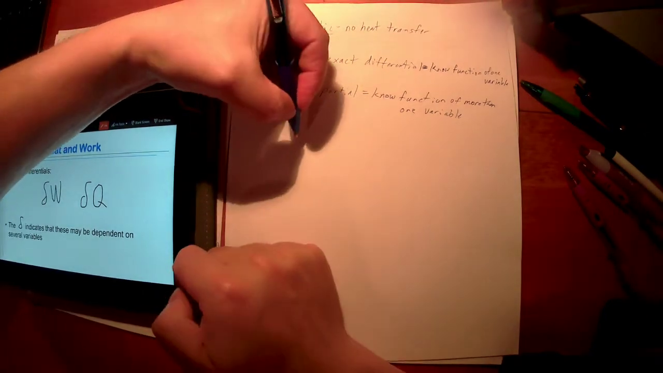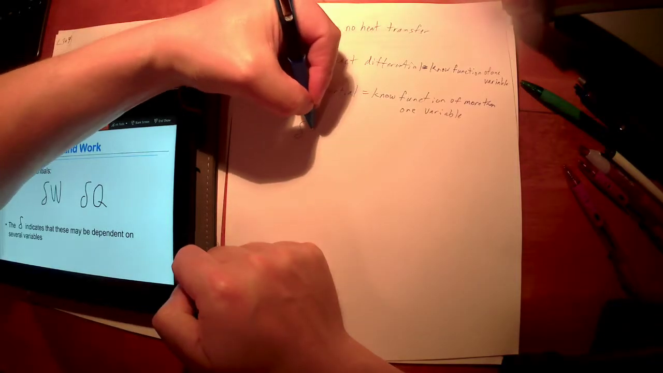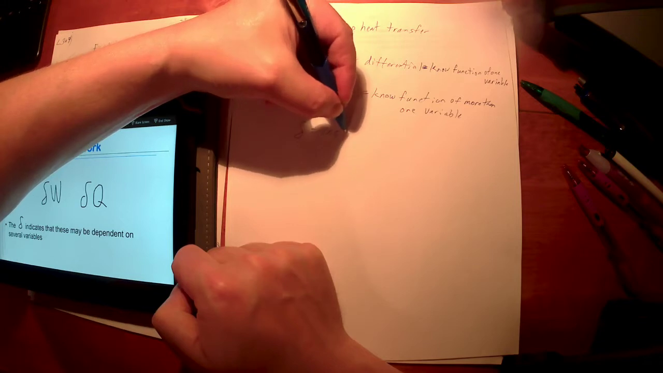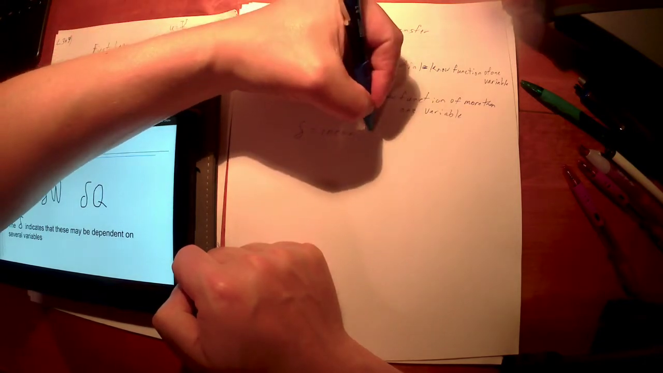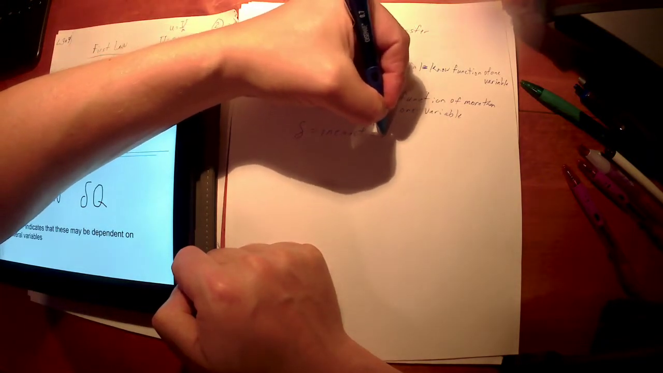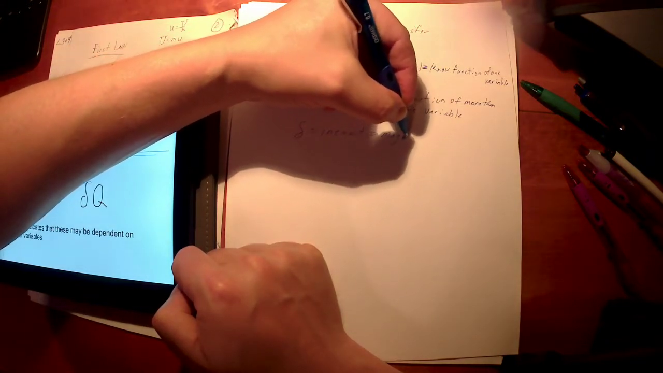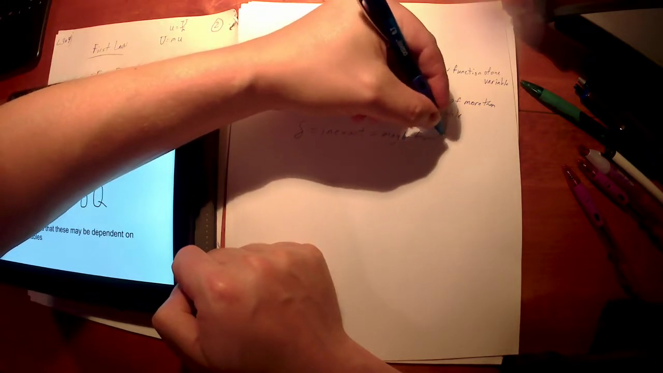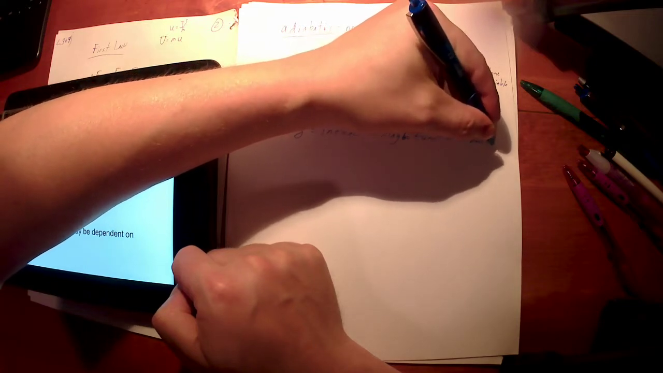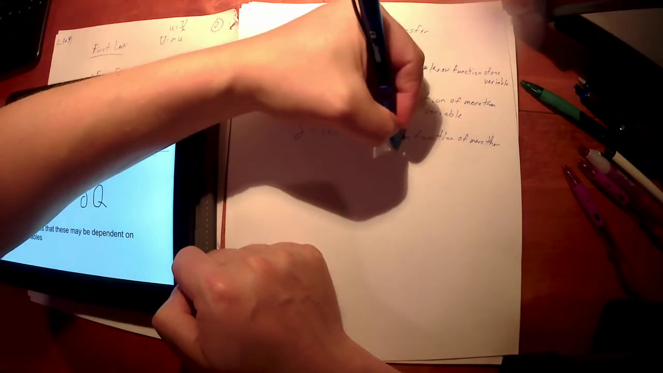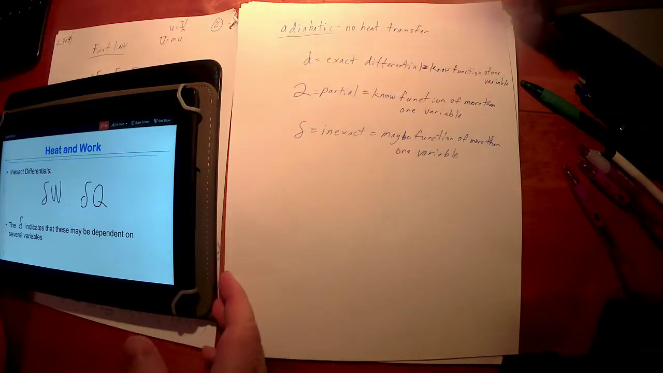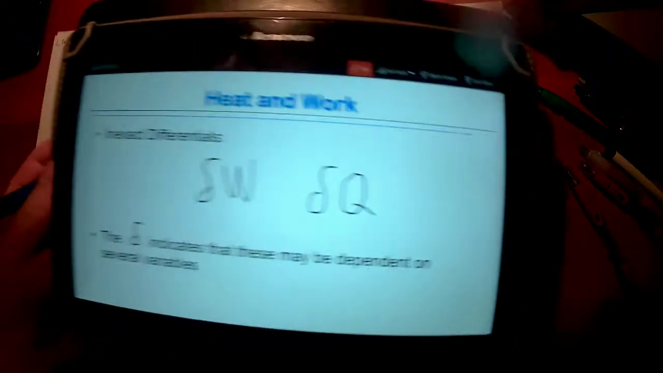Let's talk about the inexact differential. Again, I typically call it a "del," D-E-L-L. The inexact differential is where we're dealing with something that may be a function of more than one variable. So again, I don't know if anybody's ever explained that to you.